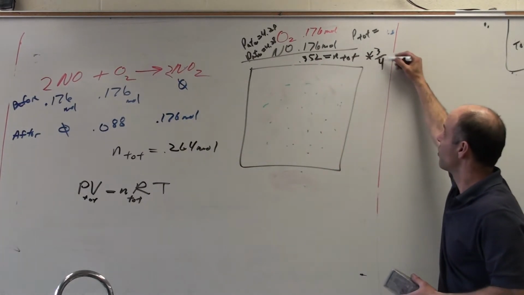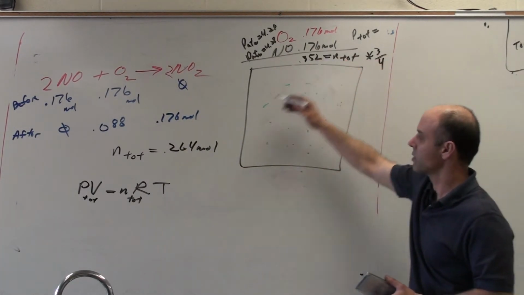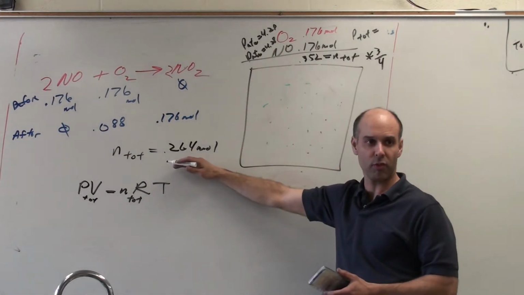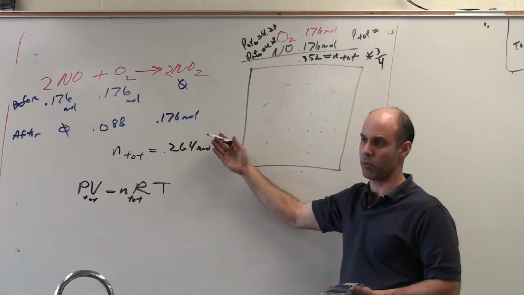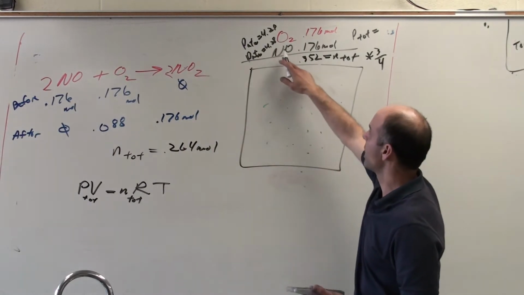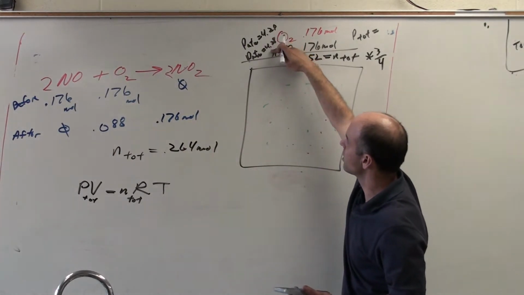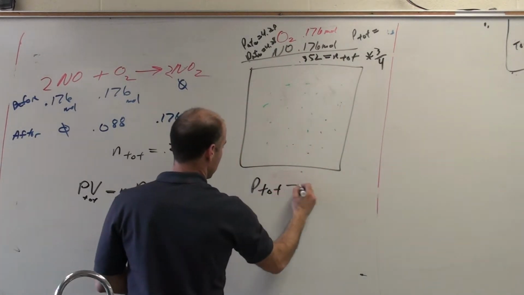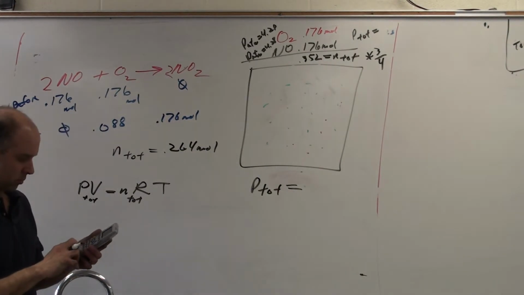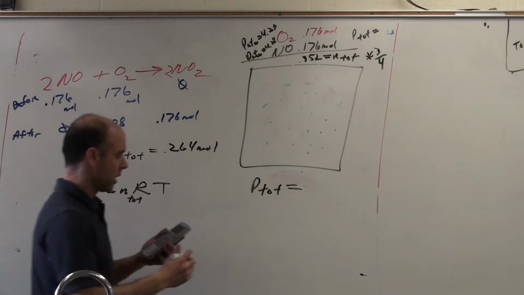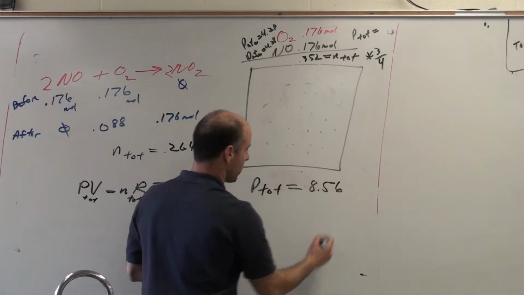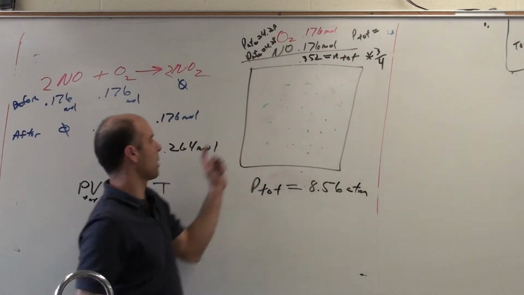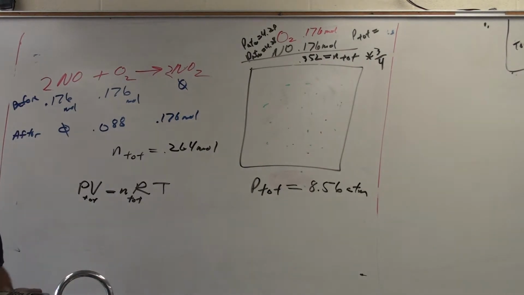So 3/4 of my moles gives me that. So if my moles decrease by 3/4, my pressure is going to decrease by 3/4. So it'd be quicker to say, okay, here's my pressure. The total pressure originally was 8.56. That's the original total pressure. If my moles decrease by 3/4, my pressure is going to decrease by 3/4.